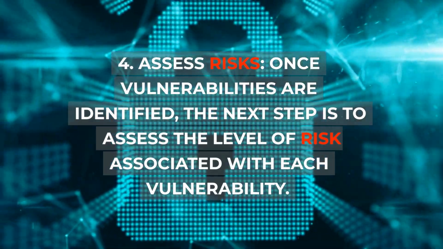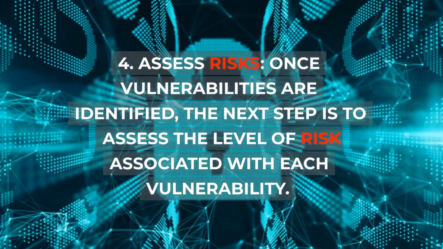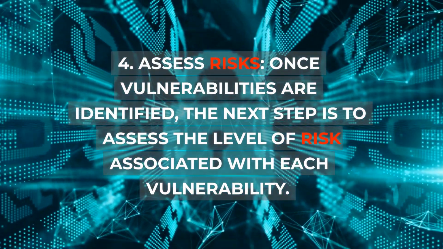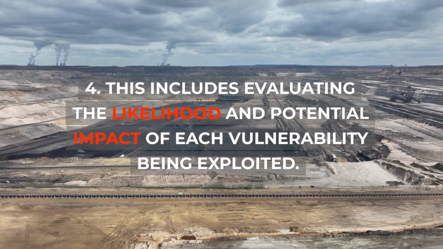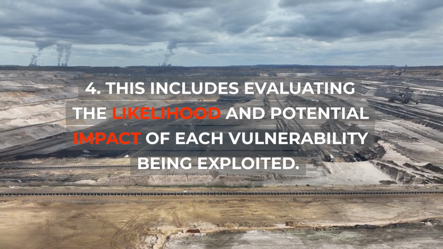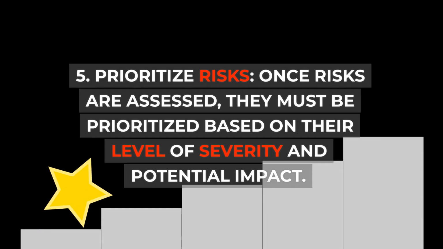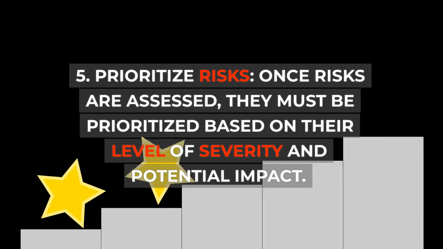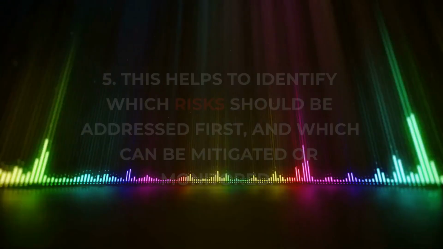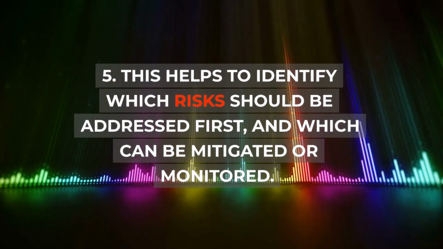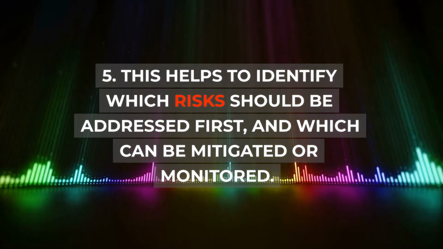4. Assess risks. Once vulnerabilities are identified, the next step is to assess the level of risk associated with each vulnerability. This includes evaluating the likelihood and potential impact of each vulnerability being exploited. 5. Prioritize risks. Once risks are assessed, they must be prioritized based on their level of severity and potential impact. This helps to identify which risks should be addressed first, and which can be mitigated or monitored.